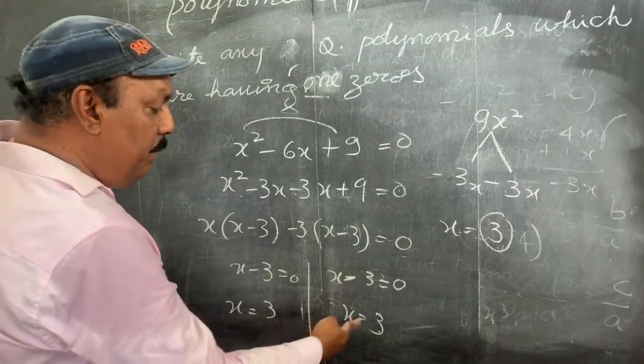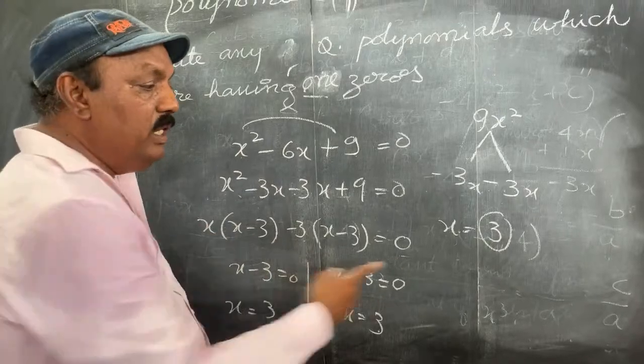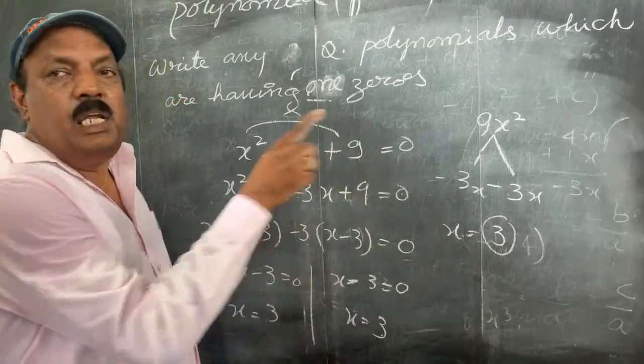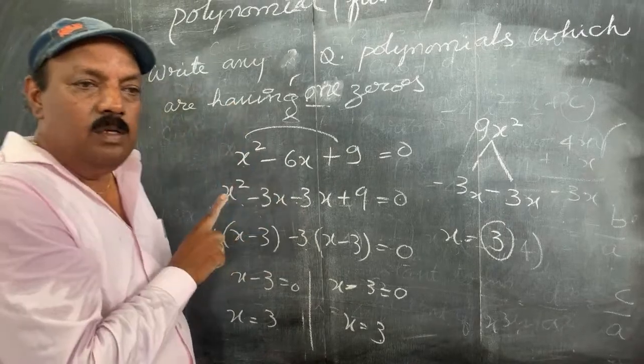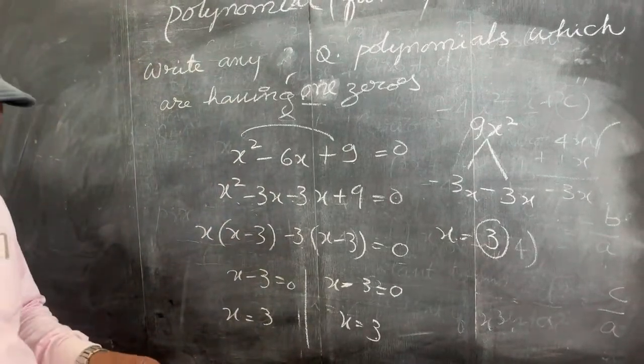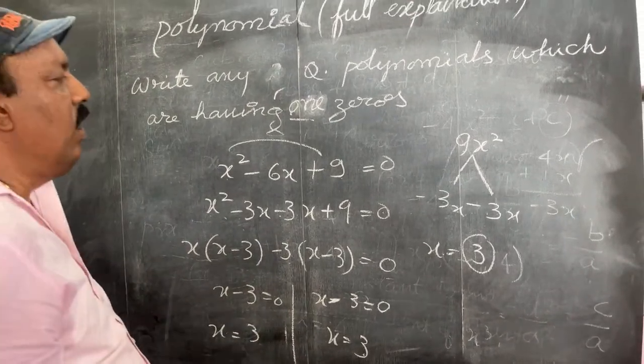Even minus 3 and plus 3 are different, two zeros we can consider, but only plus 3 is a single zero. This quadratic has only one zero. Now I am going to explain the polynomial which has no zeros.